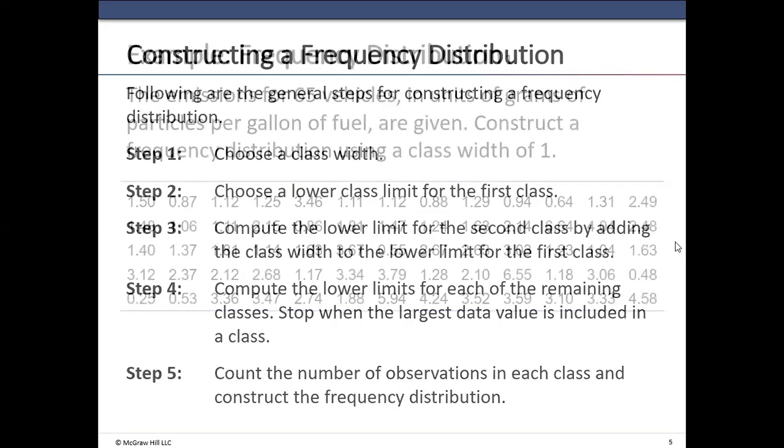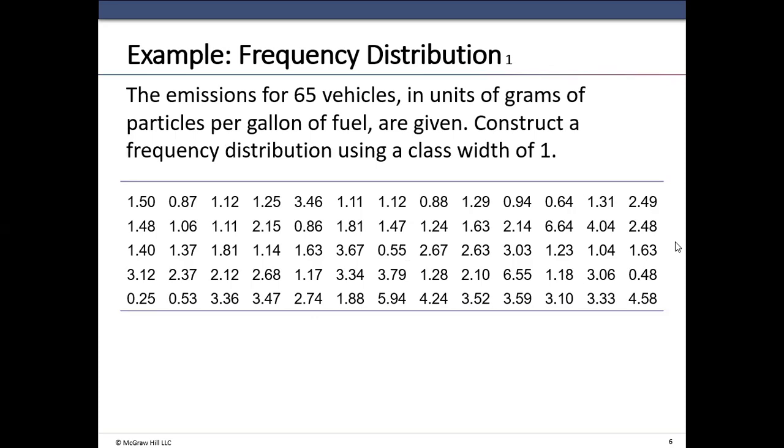So here we go. These are emissions of particles coming out from the exhaust tailpipe of cars, and I believe these are in milligrams per mile traveled, something like that. So construct a frequency distribution using a class width of 1.